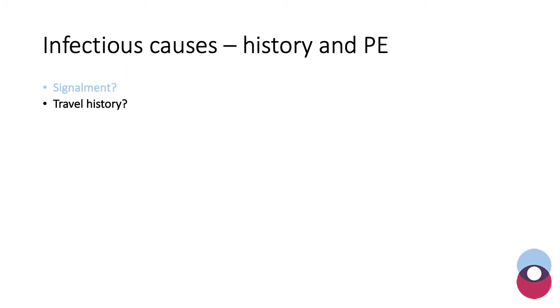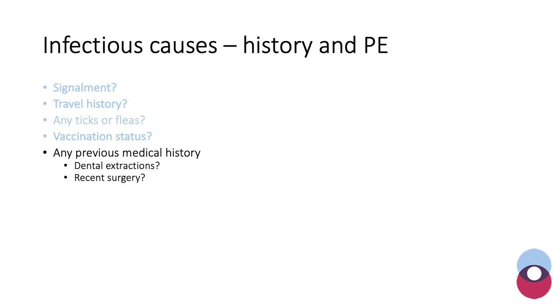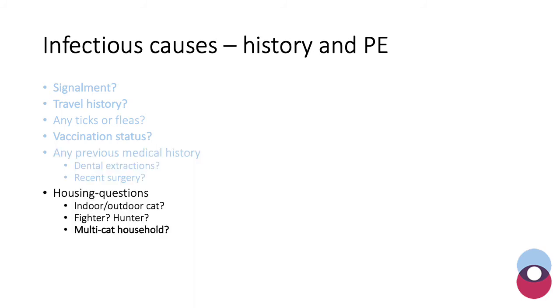Again, travel history. We know that there are more infectious diseases around the Mediterranean compared to the UK. Have the owners seen any ticks or fleas? That helps you consider whether a vector-borne disease is likely. Vaccination status, as we talked about, and any previous medical history, for example dental extractions. Did something go wrong on the previous dental extraction? Might they have some residual infection that hasn't gone away? Any recent surgery, for example, could a gauze have been left behind? Is there a surgical wound infection associated with that? Multi-cat household, fighter, hunter, indoor, outdoor.